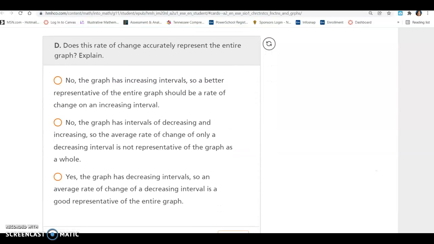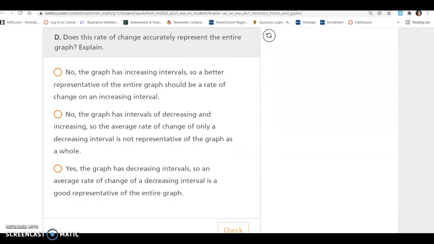So let's see what our choices say. Does the rate of change accurately represent the entire graph? Explain. So we know it's going to be no, but which one of these is the best answer? So no, the graph has increasing intervals, so a better representation of the entire graph should be a rate of change on the increasing interval. Well, there's no increasing intervals on that interval.